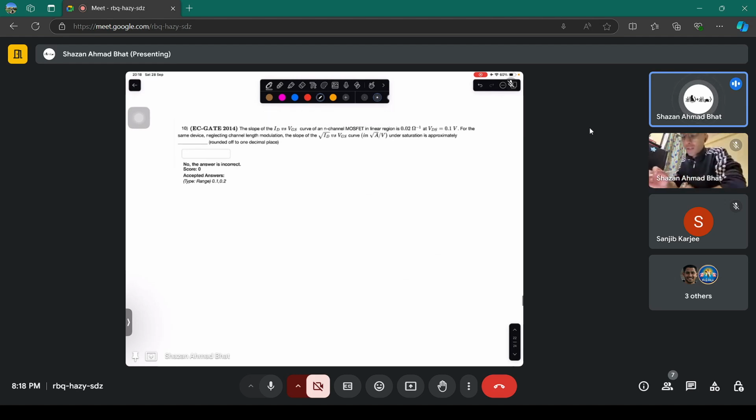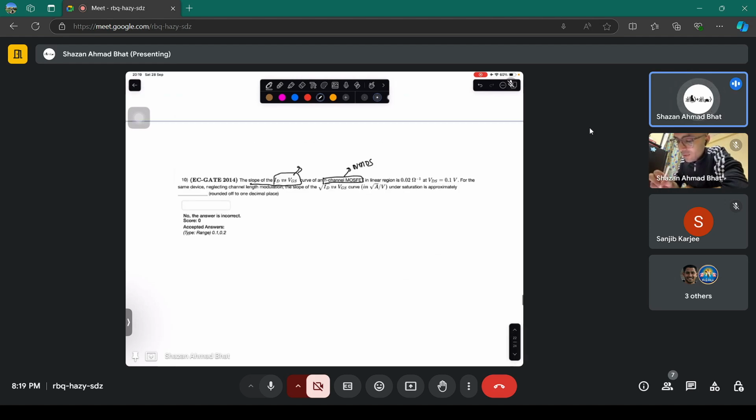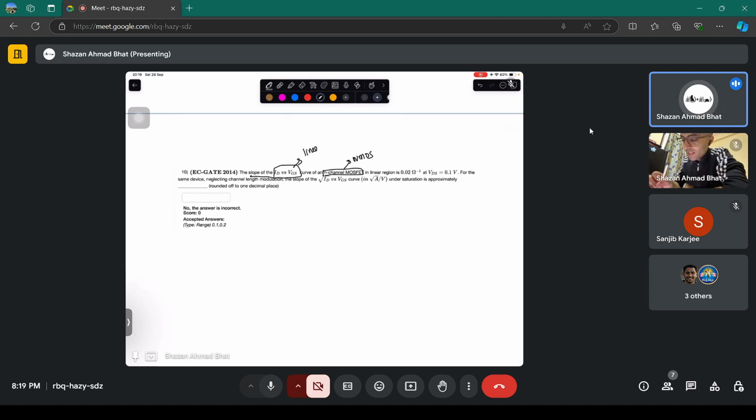It was asked in GATE 2014 that the slope of ID versus VG of an N-channel MOSFET. That means it's NMOS, and they are talking about the slope of ID versus VGS. That means they are talking about subthreshold swing, the subthreshold slope. But they are not talking about log scale, because they have not mentioned the scale. So you have to assume it's a linear scale.